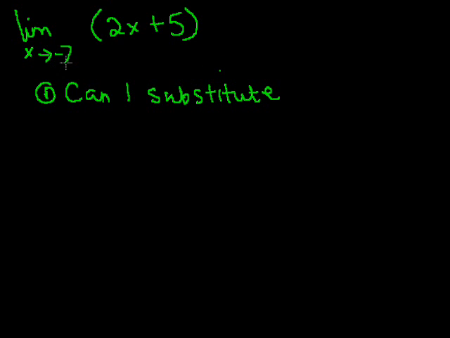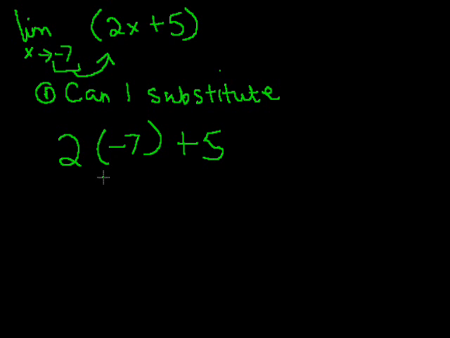And so we can try it. Let's take -7 right here and substitute this into the equation. So we end up with 2 times -7 plus 5. And -7 times 2 is -14, plus 5. And so that equals -9.